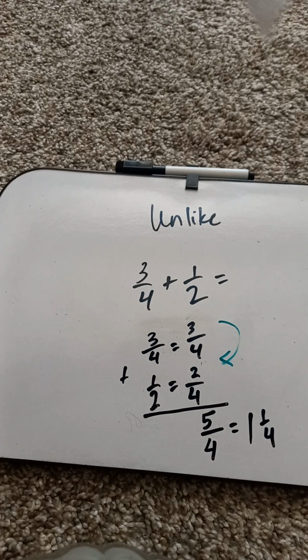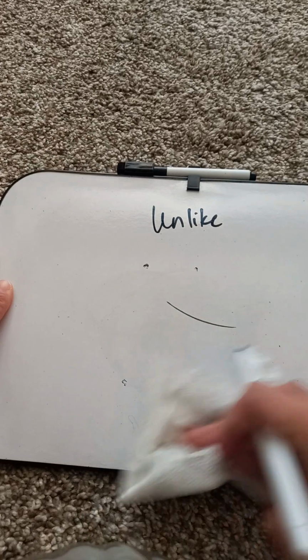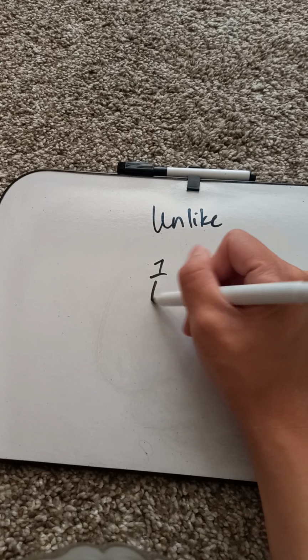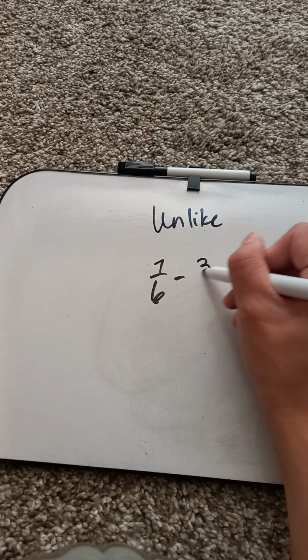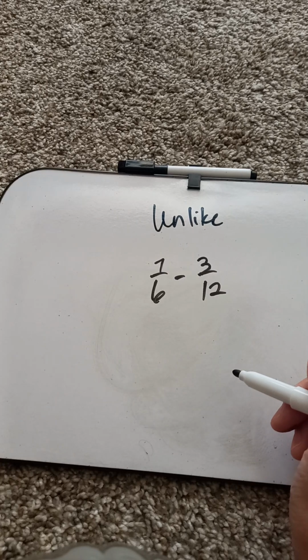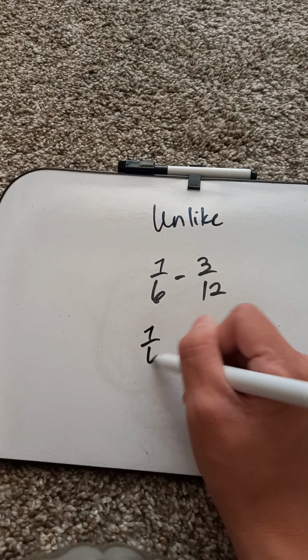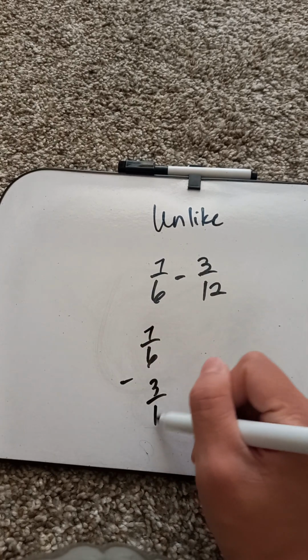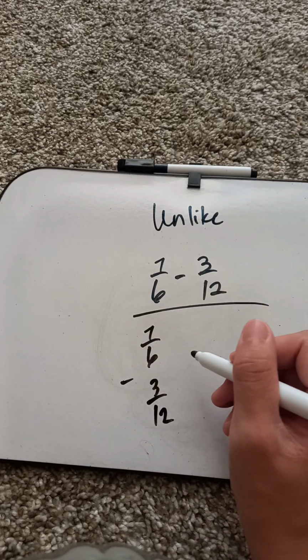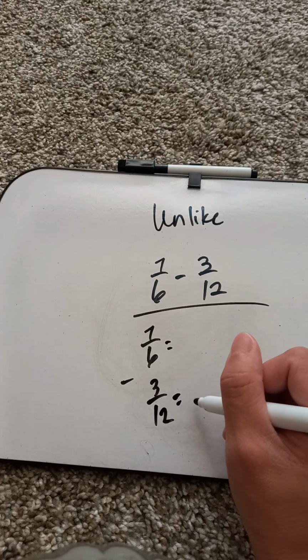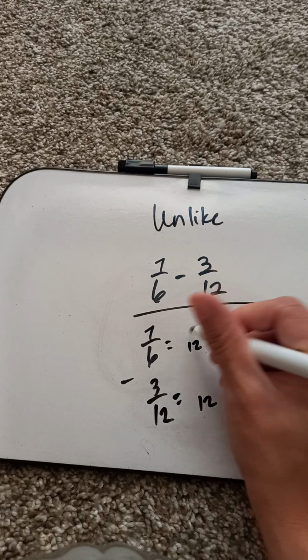Let's go ahead and look at a subtraction example. You do the same thing. You're just adding and subtracting, or vice versa, but you just have to change the denominators. So let's do 7/6 minus 3/12. Okay, so we're going to go ahead and write this in the vertical format. And like I said, it's so much easier if you do that. So 7/6 minus 3/12. What is our least common multiple? 12, right? So we're going to go ahead and write 12 on the bottom here.